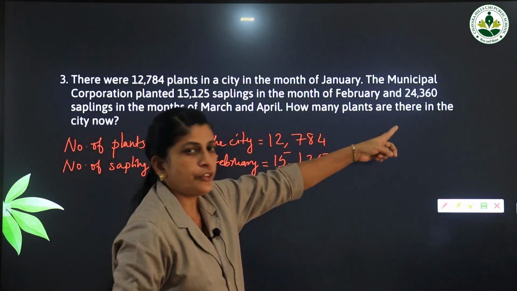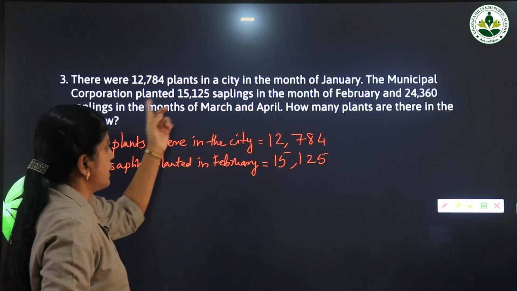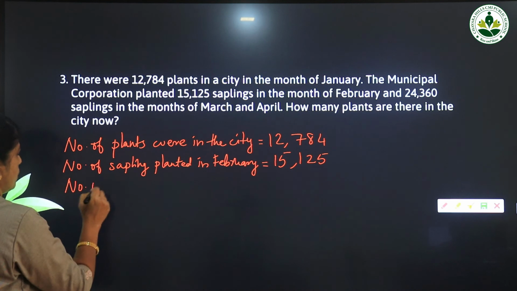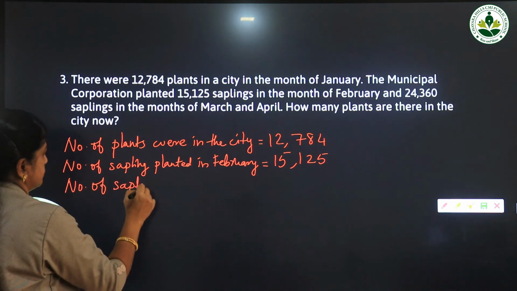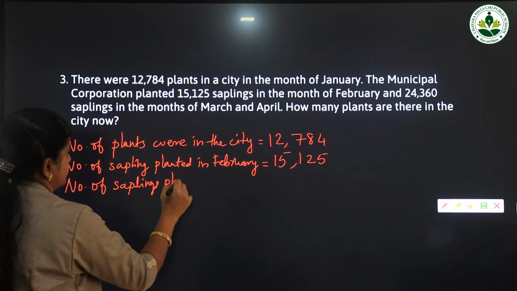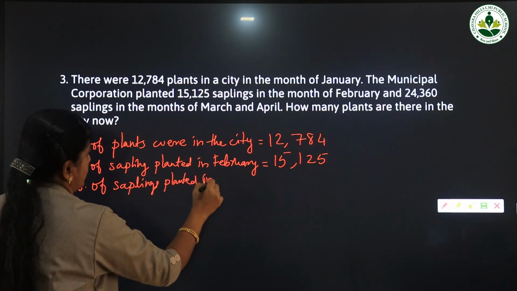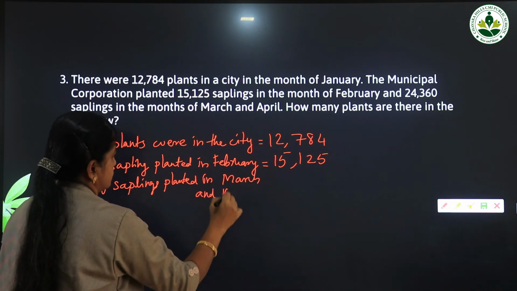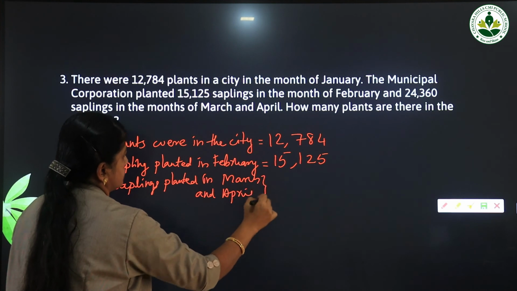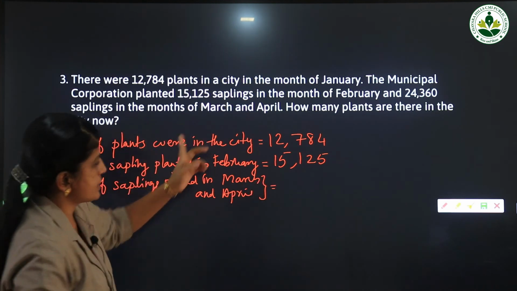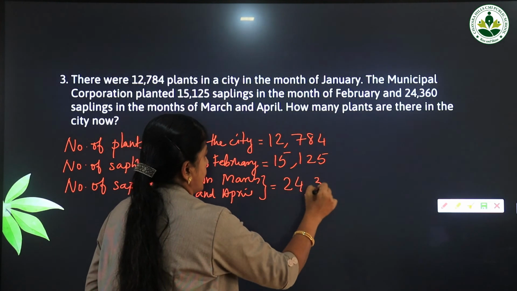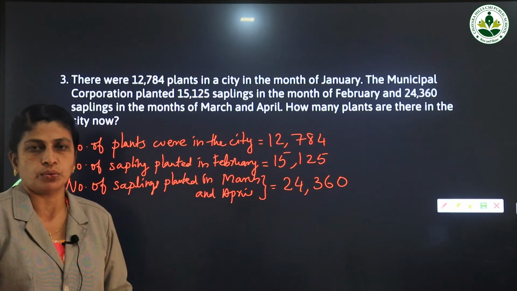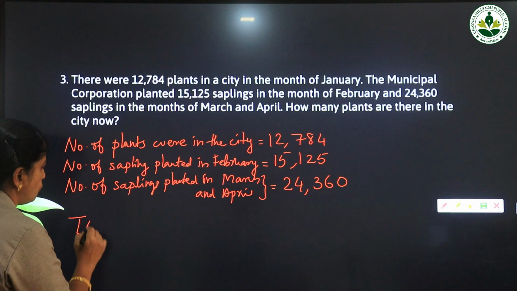Then what's next? 24,360 saplings in the months of March and April. Therefore, number of saplings planted in March and April is equal to how many saplings? 24,360. Then what is next? How many plants are there in the city now? Okay, therefore total number of plants.